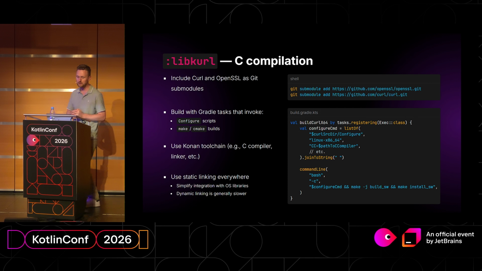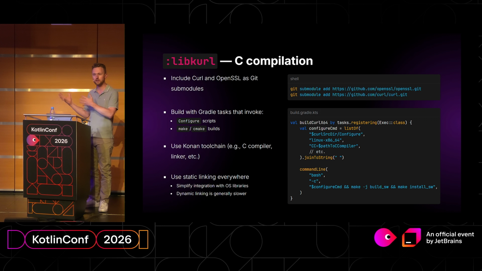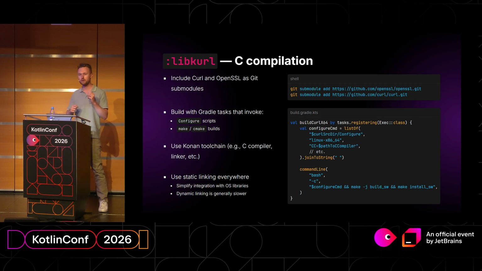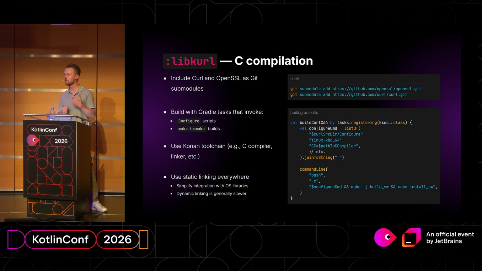A few other notes here was that because I'm compiling the C code myself, I'm not using precompiled binaries. I want to make sure that the tool chain that I use to compile them matches the tool chain that Kotlin native will use to compile my Kotlin code. So I use the Conan tool chain, its C compiler, its linker, and so forth, so that there would be less chances of binary incompatibilities or surprises along the way.